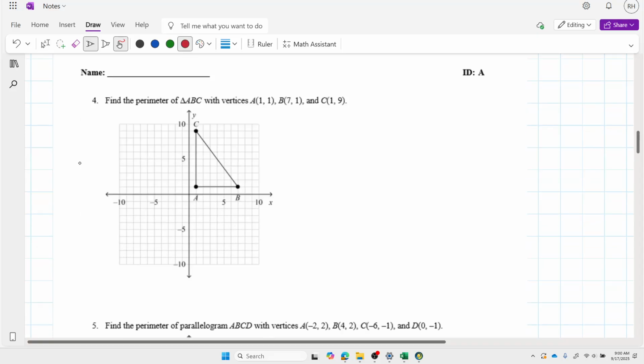All right, problem number 4. Find the perimeter of triangle ABC with vertices. All right, A is at 1, 1. B is at 7, 1. And C is up here at 1, 9.